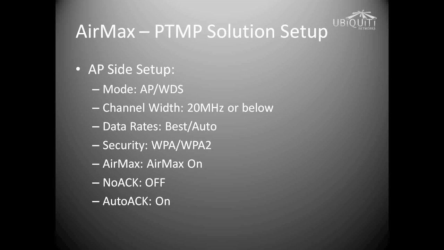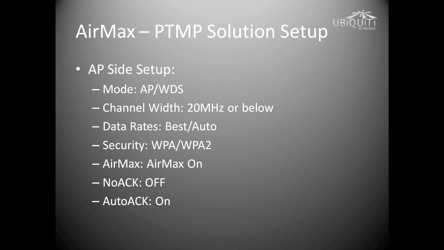Always keep the data rates at best or auto. Auto should always be selected, especially if you have legacy clients, ABG clients trying to connect to this AP, because if you lock it to an 11N data rate, you won't be able to connect. Security: WPA, WPA2. Never, ever, ever use WEP encryption. It's garbage. It should not even be included, in my personal opinion.